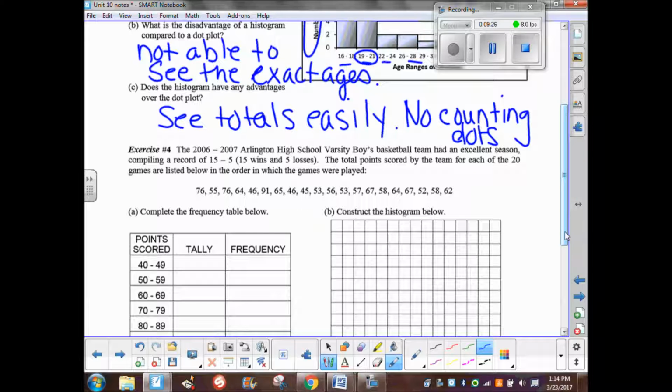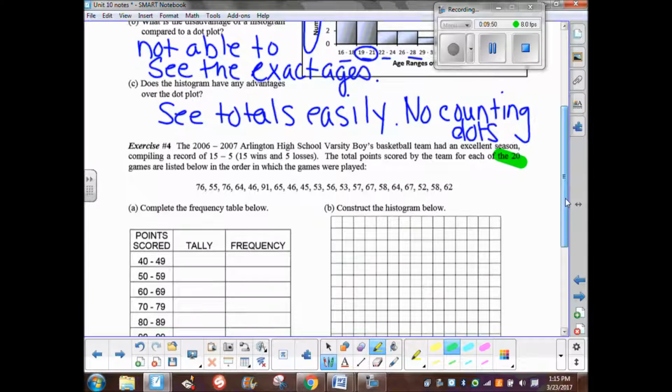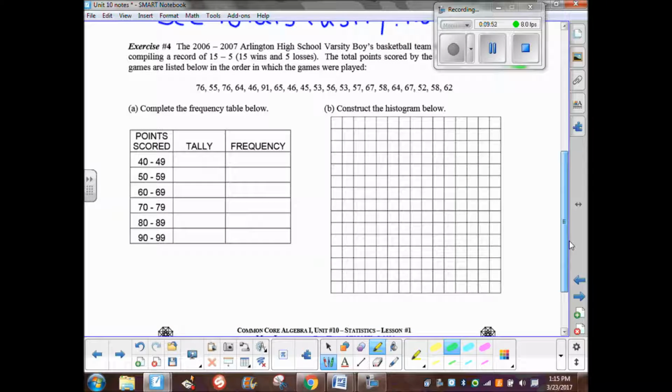All right, exercise 4. We've got the Arlington High School boys basketball team compiling a record of 15-5. That means 15 wins, 5 losses. Here are the total points scored by the team for each of their 20 games, and their scores are listed. Now we're going to take this list, put it into a frequency table, and then construct our own histogram. I'll show you how to fill in the table first, and then we'll pause the video and do some work, and then we'll come back.